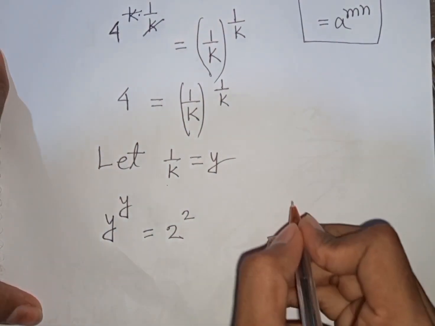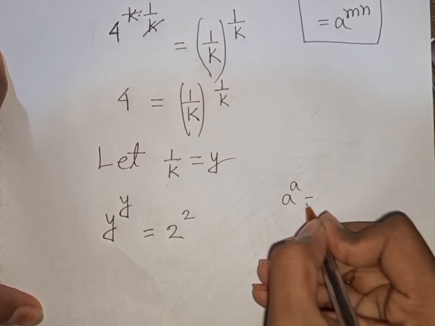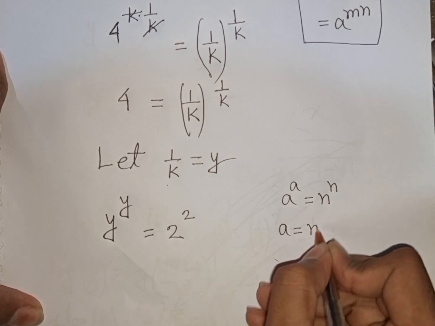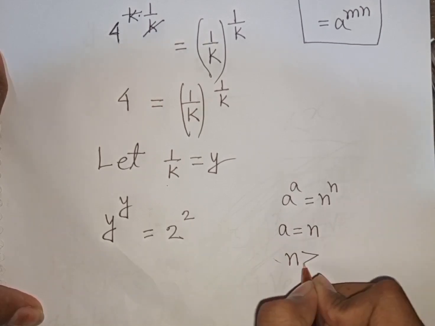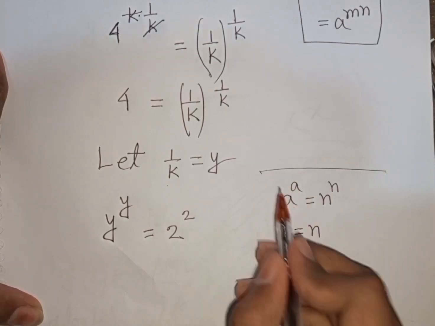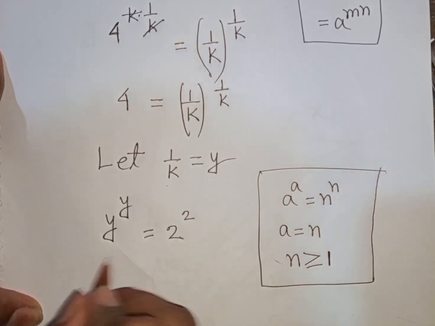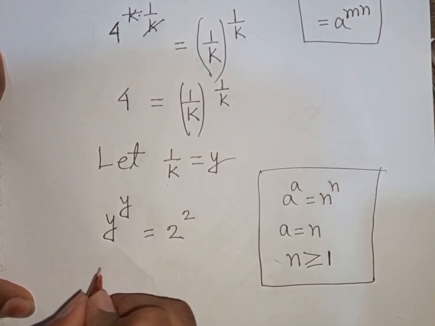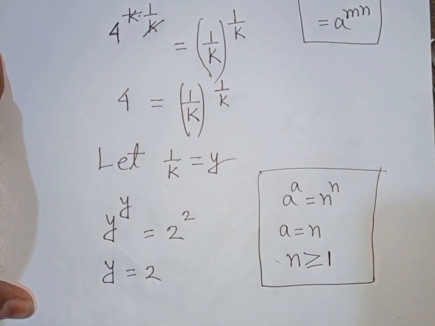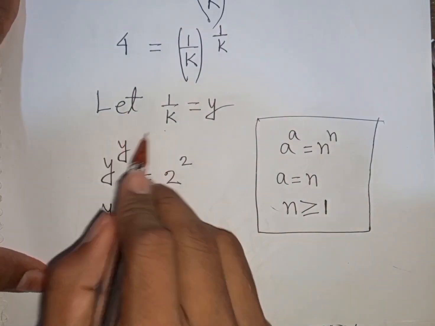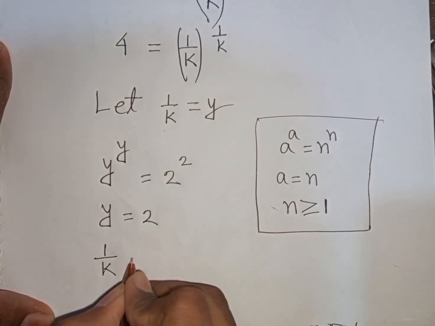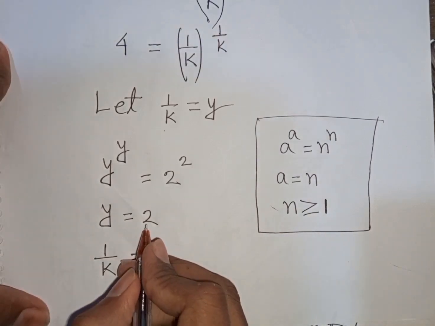Now here I can apply this rule: a power a is equal to n power n, so a will be equal to n, where n is greater than or equal to 1. So according to this rule, I can compare here y will be equal to 2. But remember that we let 1 by k be substituted by y. So that means it will be 1 by k is equal to 2.